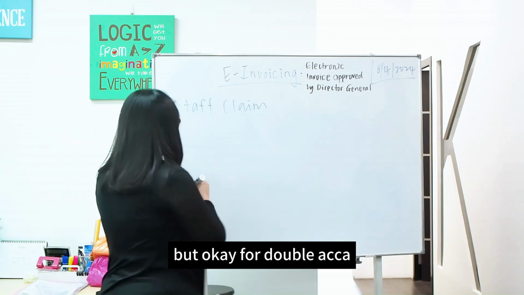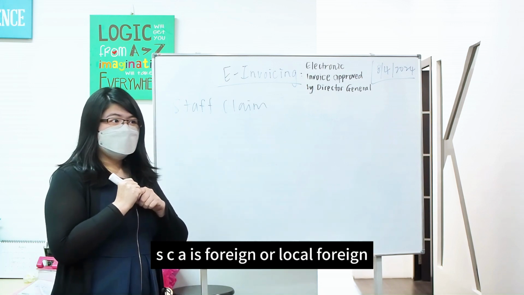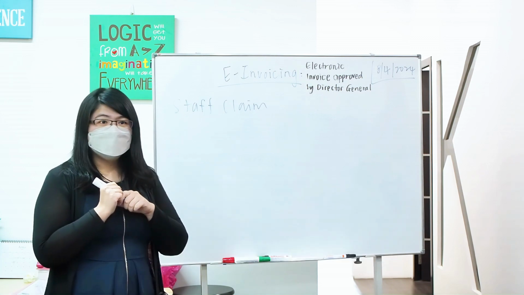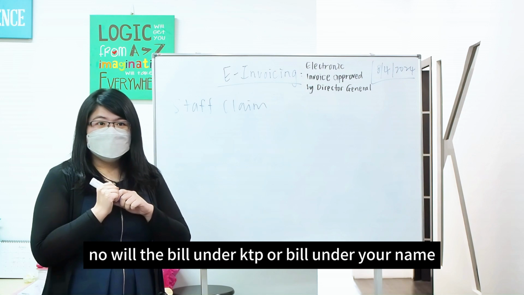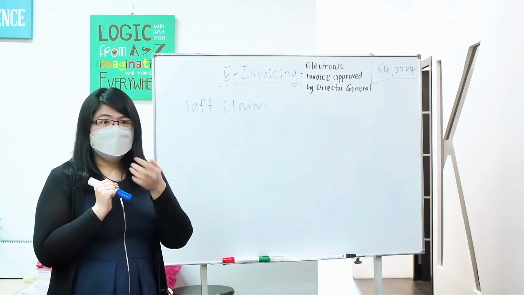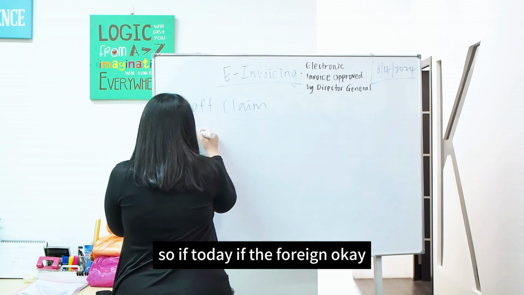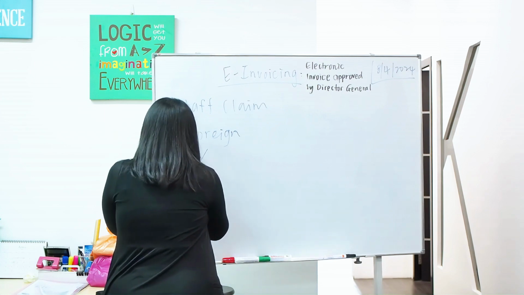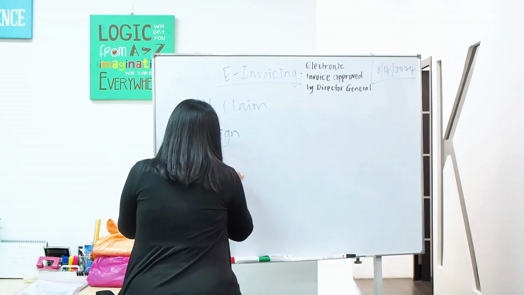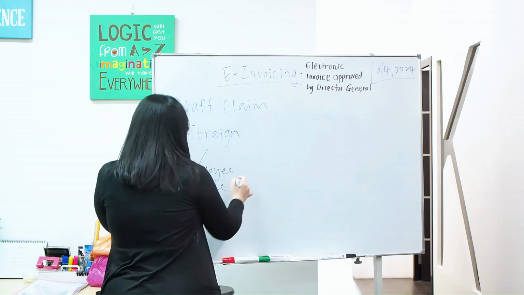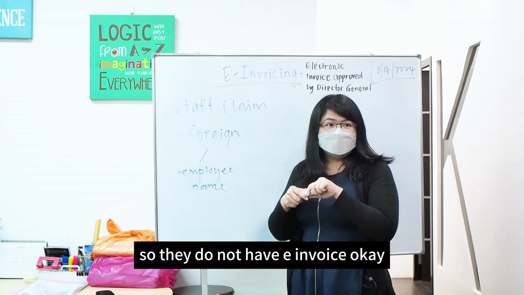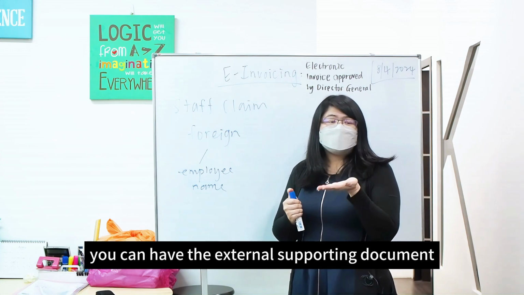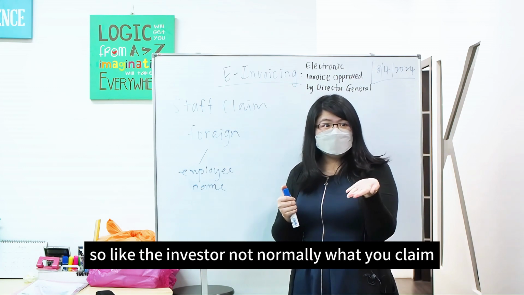But for example, ACCA. Is ACCA foreign or local? Foreign. So will they implement e-invoice? No. Will they bill under KTP or under your name? Your name, right? So if the supplier is foreign, then they bill under the employee name, so they do not have an e-invoice. But the guideline mentions that for this kind of situation, you can have an external supporting document, like the invoice, like what you normally claim.